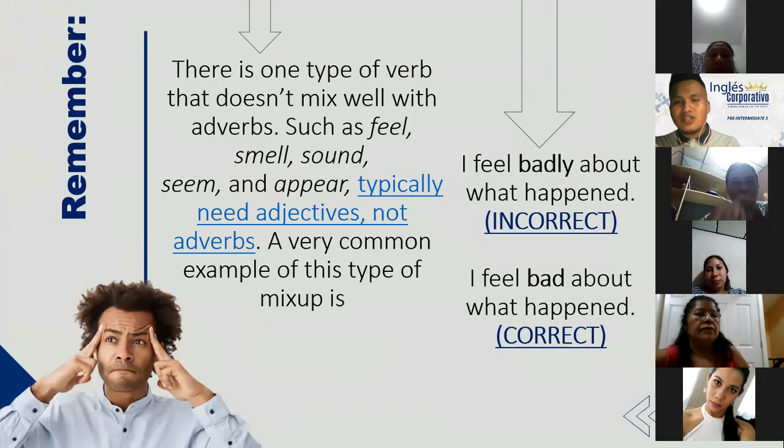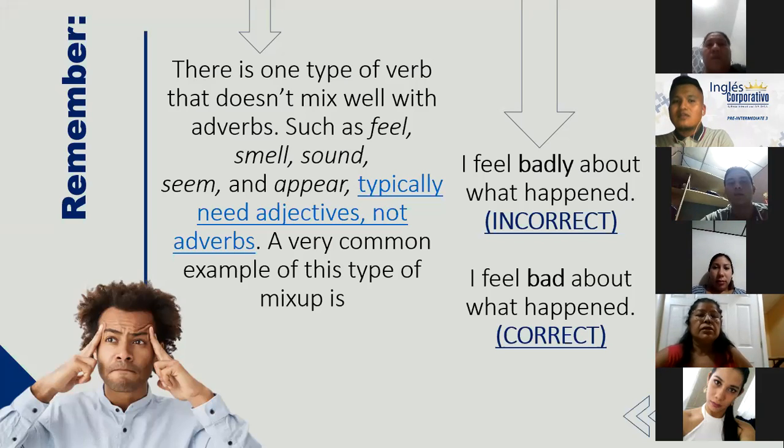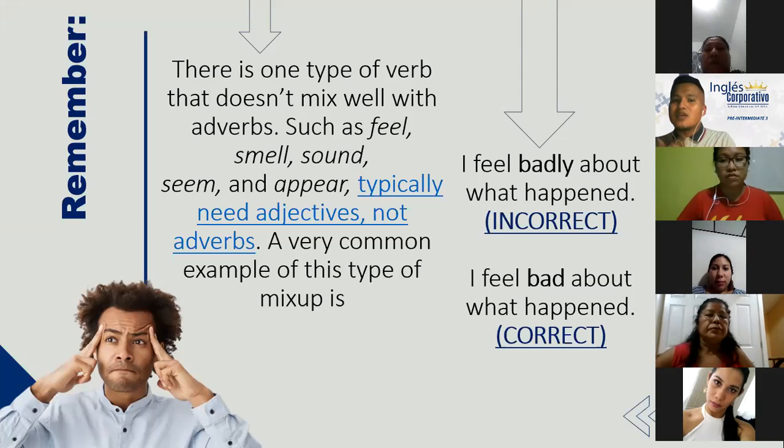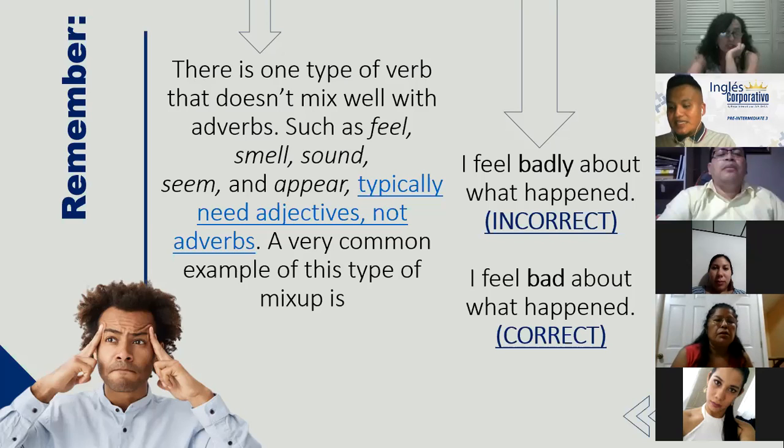here we have an information that you need to know. Something that you need to remember. There are some verbs that you cannot use an adverb. And here we have some verbs. We call these verbs linking verbs. O que son los verbos de los sentidos, por decirlo así. Such as feel. Do you know what feel means? Sentir. Sentir. Yes. Smell. Oler. Sound. Sonido. Seem. No? Anyone? Seem, parecer. Ver. Observar. Hear. It's the verb parecer and appear, that is aparecer.